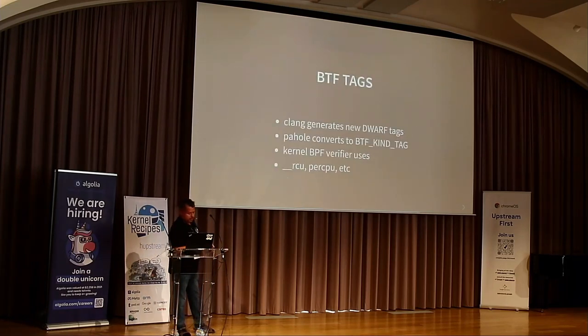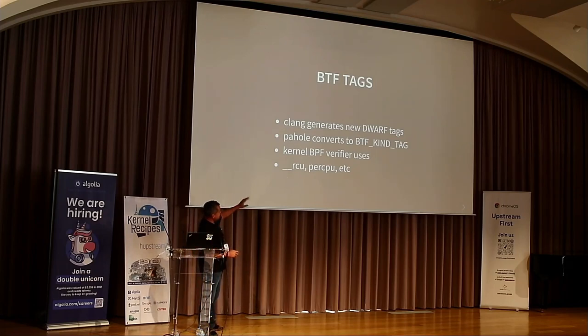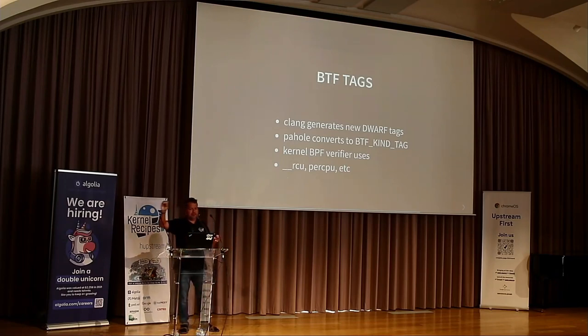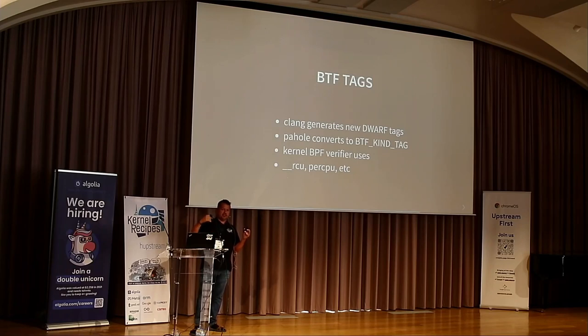So one such new feature is BTF tags. So clang generates new DWARF tags, and pahole will convert this DWARF tag to this new BTF type of information. So the idea is that when you have a kernel data structure and it's marked, let's say, __user or __percpu or all the annotations that you have there, this will be preserved. And then when a BPF program goes to access some of these fields, the verifier has more information to decide if this is safe or how this should be done.